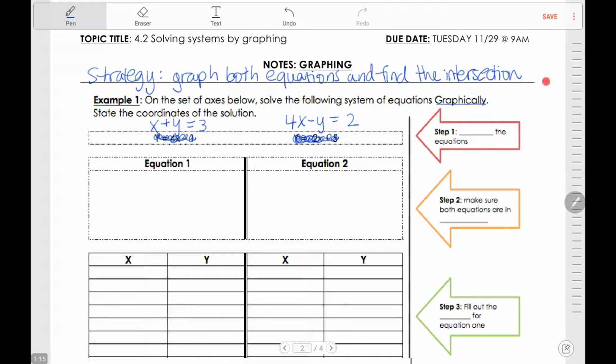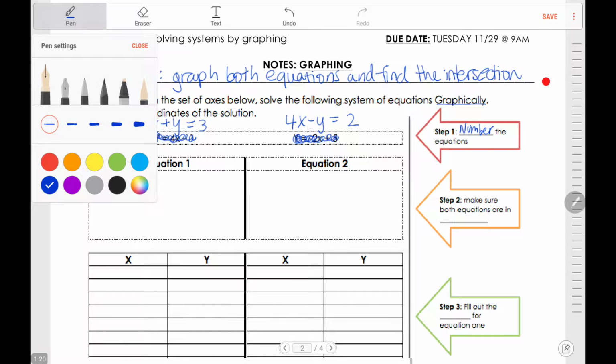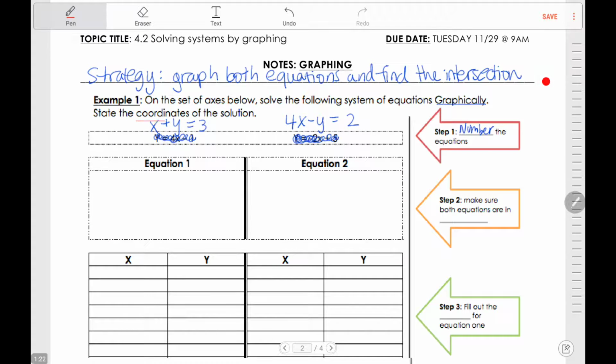Okay, so step 1 is to number the equations. So we have two equations in our system. This is equation 1, this is equation 2. Step 2. Make sure both equations are in y equals mx plus b. Okay, so it has to be in slope-intercept form, meaning that the y has to be isolated on one side of the equation. And if we look at both of our equations, the y is not isolated. We need to do some work.